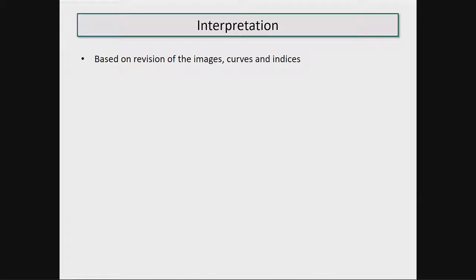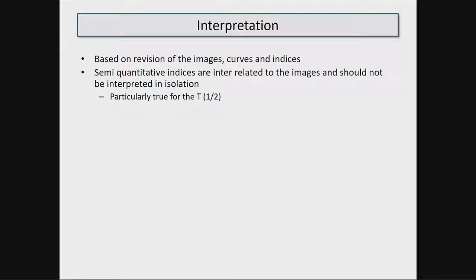Okay, so how do we interpret those diuretic renograms? First, it is based on a combination of the review of the images, curves, and indices. The semi-quantitative indices are interrelated to the images and should not be interpreted in isolation. This is very important because this is something the urologists often overlook. They just like the numbers. They don't care about our interpretation. What's the T1/2, and that's it, which is a very wrong way to describe the study. And even the guideline addresses this and says this is particularly true for the T1/2.